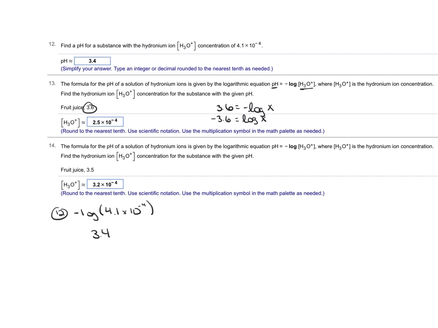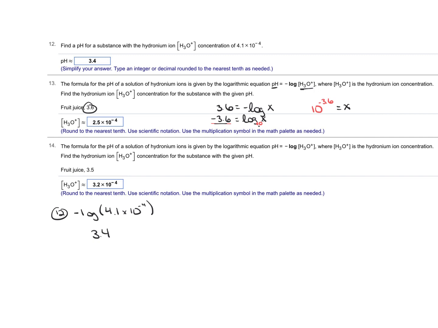Remember that if it didn't tell me, the base is implied to be 10, because we have a base 10 number system. So now I'm going to rewrite this as 10, our base, to the negative 3.6 power equals that x. I'm just doing what we did in the very beginning of this assignment: 10 to the this power equals x.